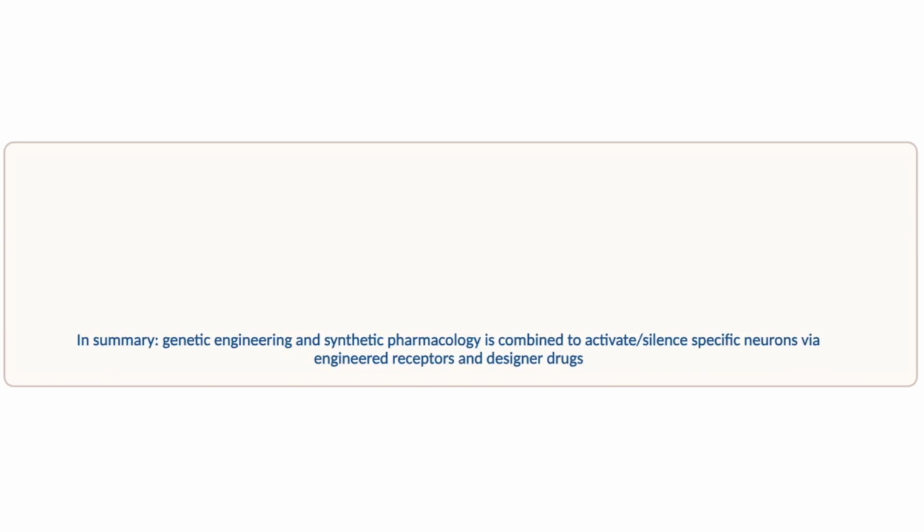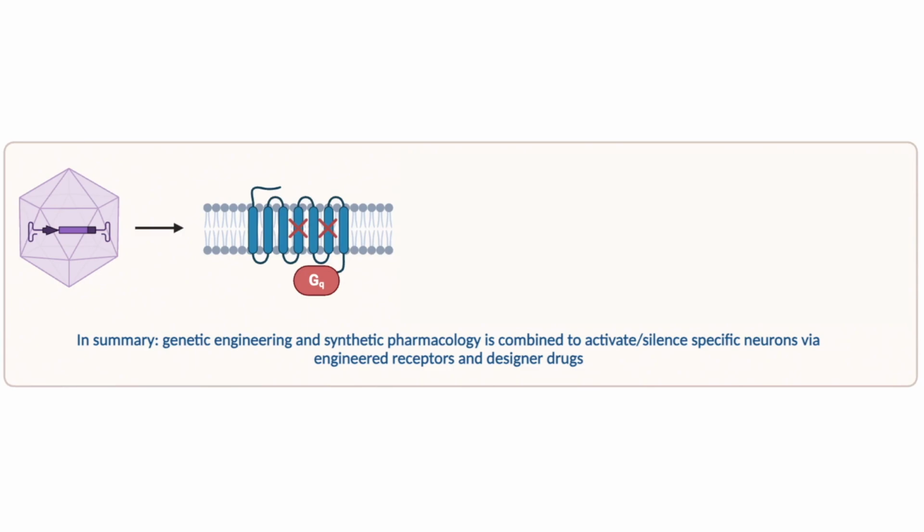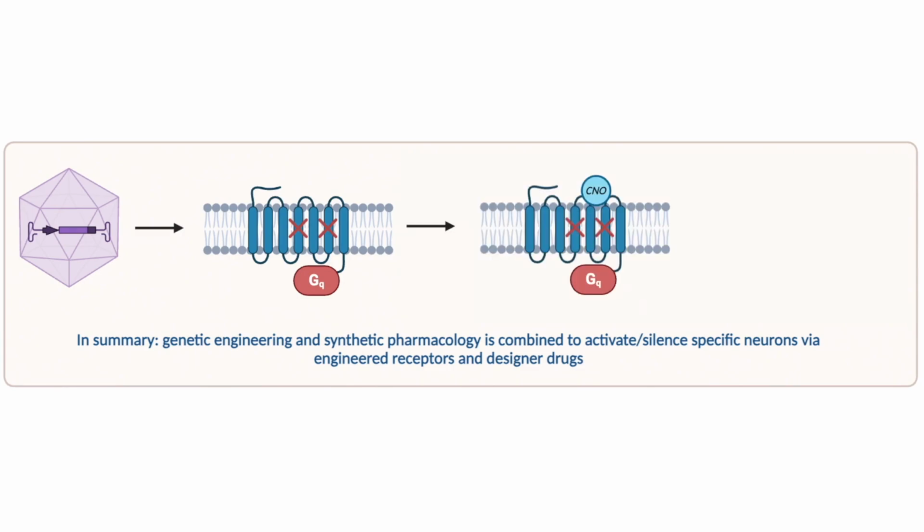So, in summary, chemogenetics combines genetic engineering and synthetic pharmacology to activate or silence specific neurons via engineered receptors and designer drugs. Its precision and flexibility make it a revolutionary tool for understanding the brain and developing therapies for neurological disorders.